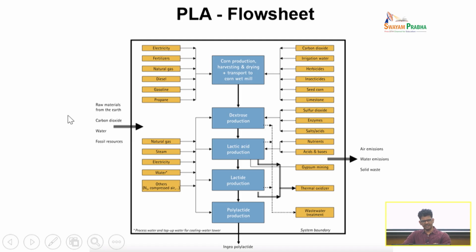Okay, so given that these are the raw materials, given that these are the processes that are involved, how much is the emissions, energy required, solid waste created, water generated? Okay, so in this particular paper they have looked at all these processes.